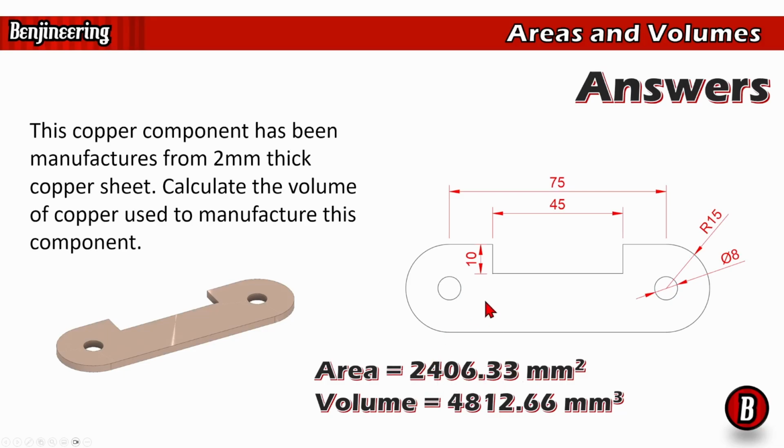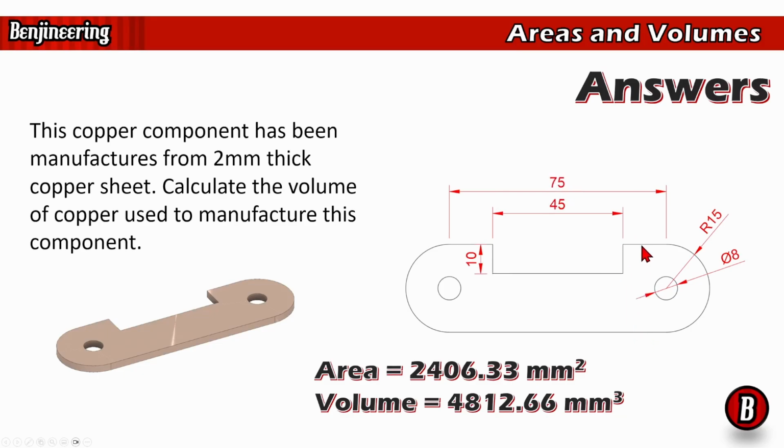2,406.33. And the way we calculated this was, well, break this down into simple shapes. What we got here is effectively one big rectangle in the middle, two semicircles on the end, a cutout that's a rectangle, and two cutouts that are circles. So the way I treated this, because there were two semicircles, I just treated it like one circle. So first of all, I did 75 multiplied by, how wide is this?